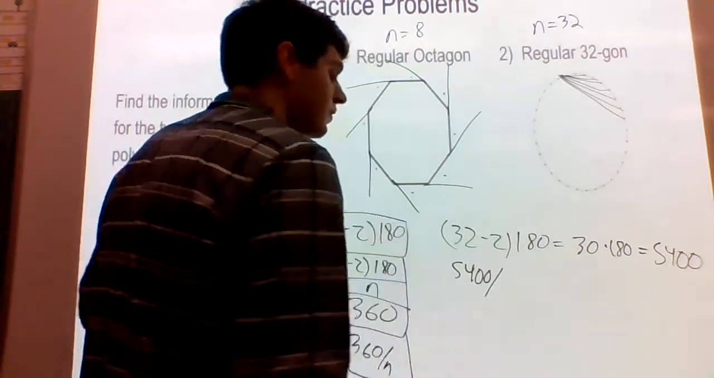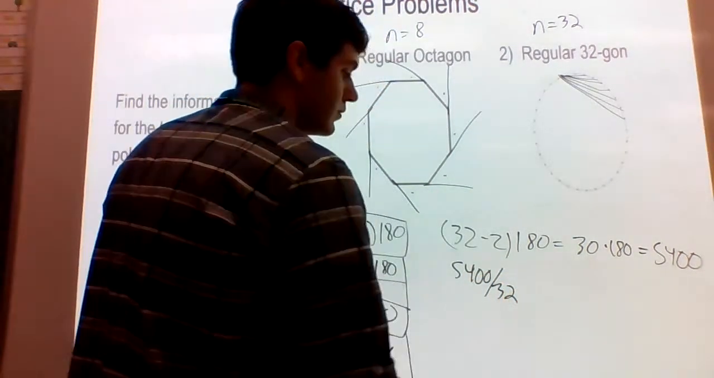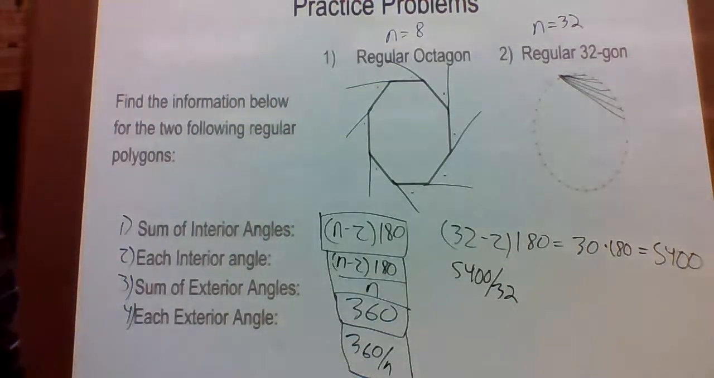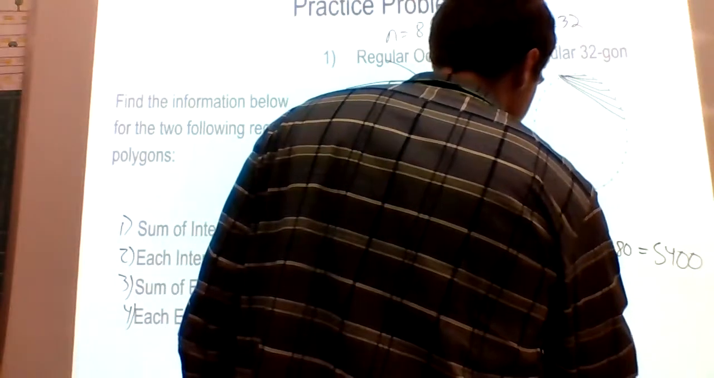How many interior angles are there? There are 32 interior angles. So 5,400 divided by 32. 168.75.